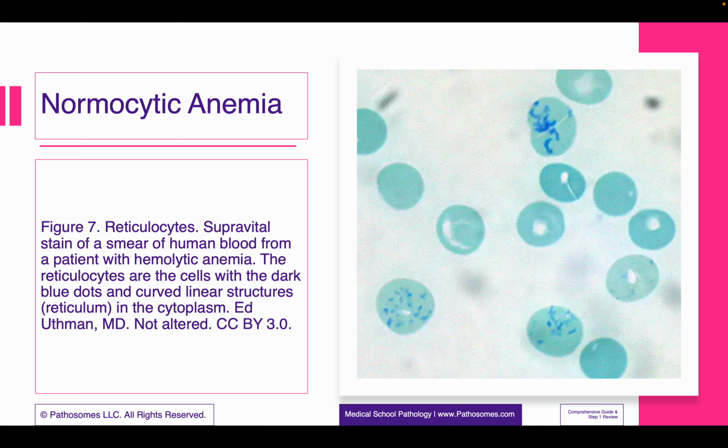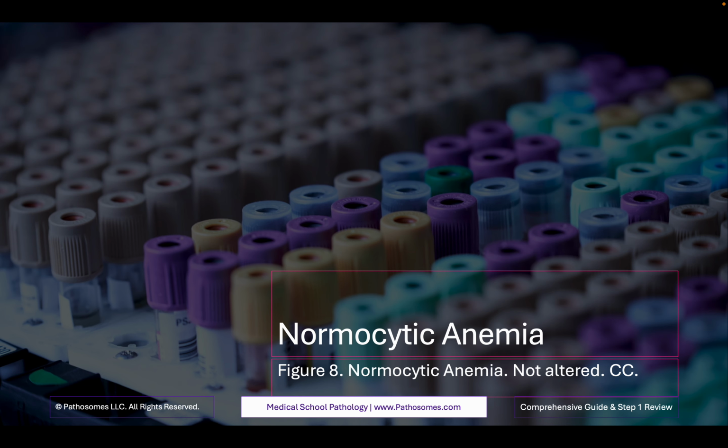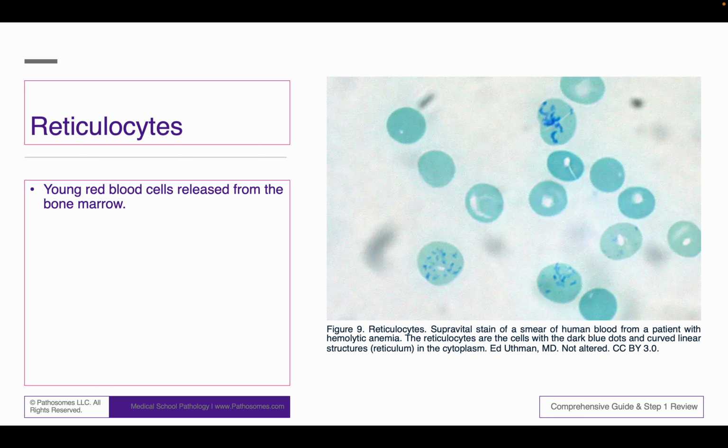This image is showing reticulocytes, specifically using the supravital stain of a smear of human blood from a patient with hemolytic anemia. The reticulocytes are the cells with the dark blue dots and curved linear structures. Okay, so buckle up because this is very, very important to know.